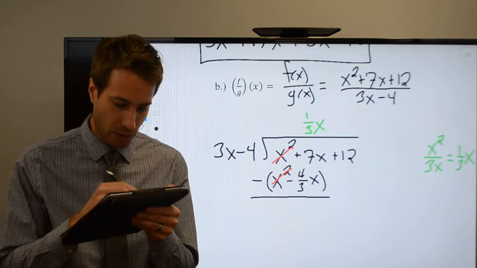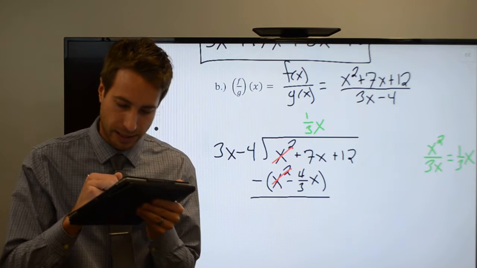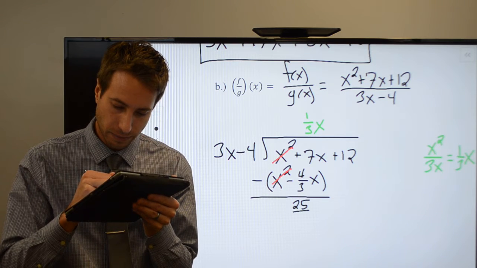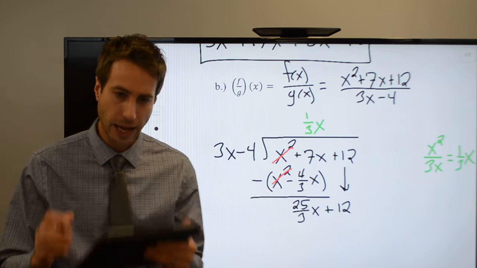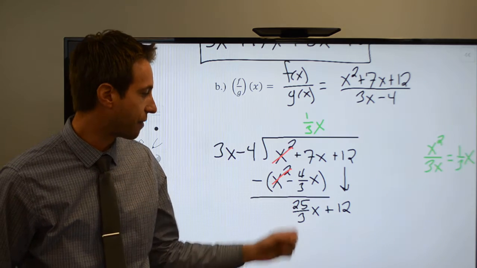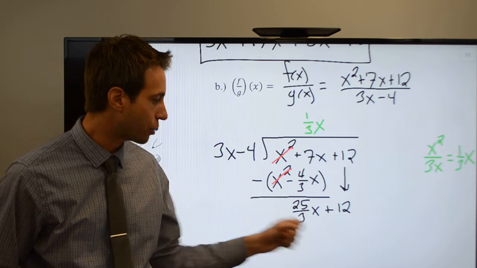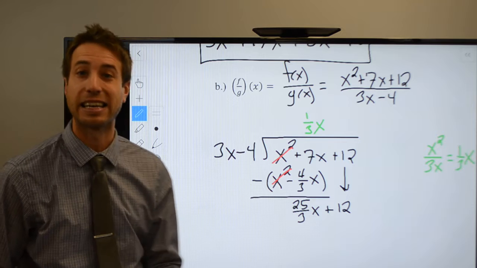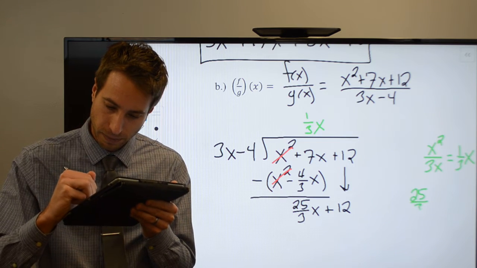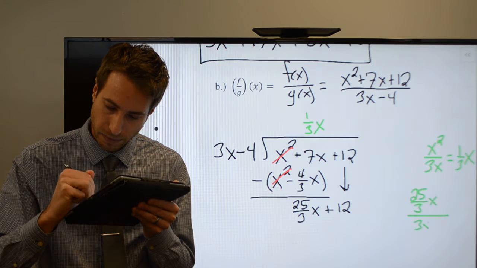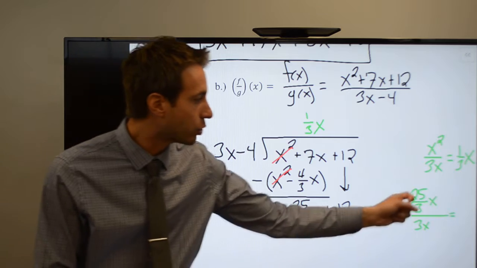And we should wind up here with, let's see, what do we get? We get 25/3 x. Bring down the 12. Okay, so now I'm going to do 25/3 x. This is my reduced polynomial, right? The first term of that, 25/3 x divided by 3x. Okay, the x's are going to cancel each other out.